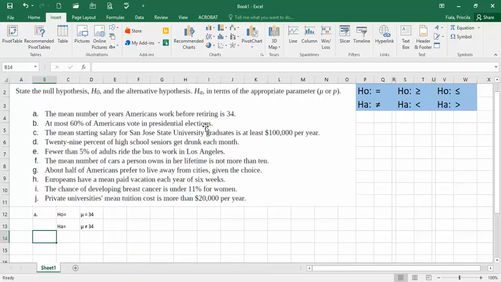President elections. Well, first of all, we're talking about percentage. Every time you're talking about percentage, if you remember from the previous chapters, we're talking about a proportion. So we know that this statement here refers to proportion. So we are testing a single proportion. Okay, so at most 60 includes 60, no more than 60, but including 60, of Americans vote in the presidential elections.